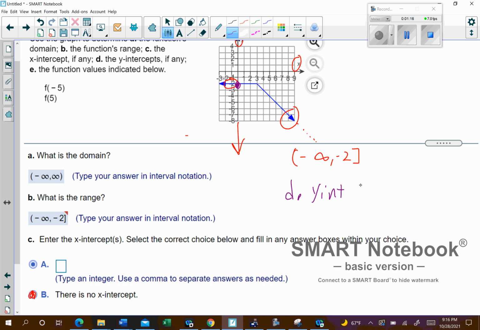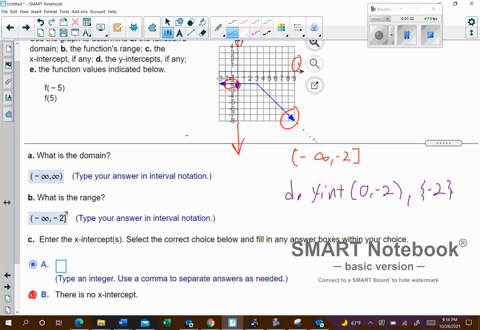See, I'm not sure if they want it as an ordered pair or not, so be careful. If you're putting it as an ordered pair, it would be (0, negative 2). If they want it just as a list, it would just be negative 2 by itself.